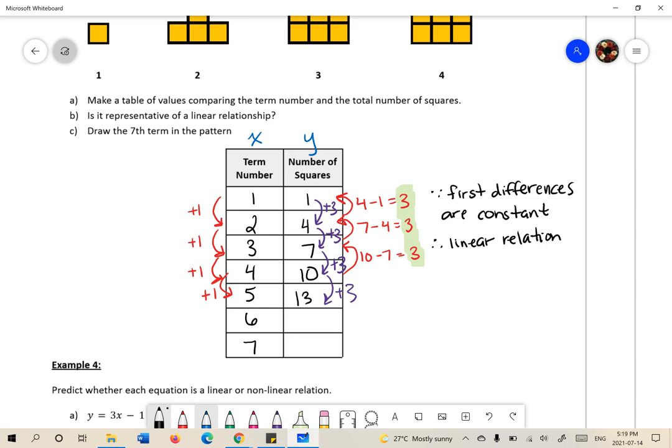X increases by 1, y increases by 3. X increases by 1, y increases by 3. So at term 7, there would be 19 squares. And the relationship between x and y is as x increases by 1, y increases by 3.